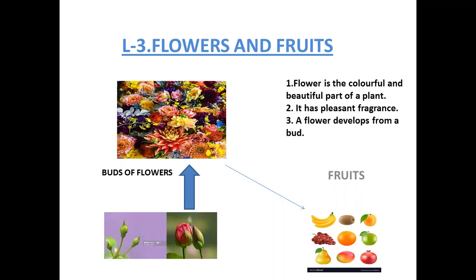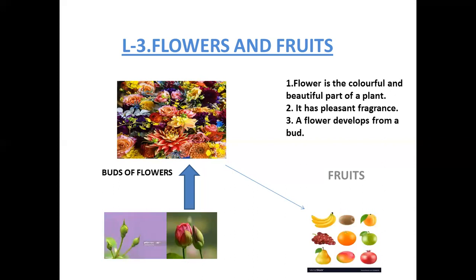See, in this picture, we can observe clearly that a flower develops from its bud. Here is a picture of bud. We know that already flower develops from a bud. If you observe a bud in your surroundings, you find that the bud is covered with green leaves. A flower develops from a bud and the bud is covered with green leaves.